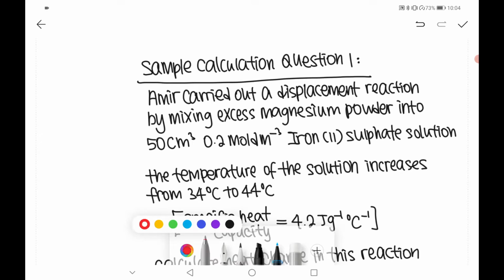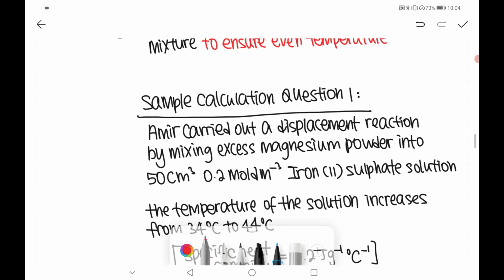So let's look at it. I'll teach you step by step what you should do. Watch and then try to get the idea. Okay, so let's start with sample calculation question number 1. Let's do it together.